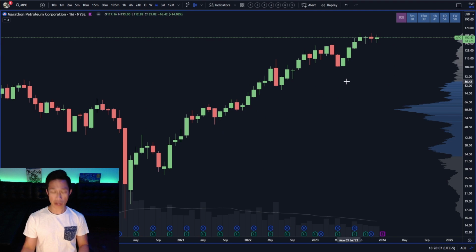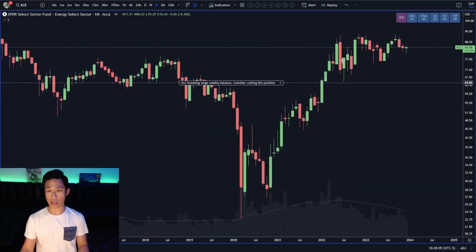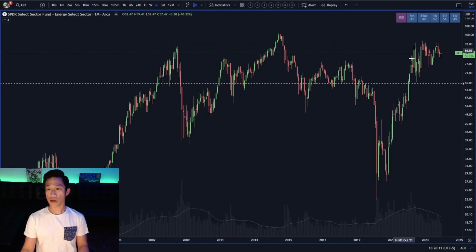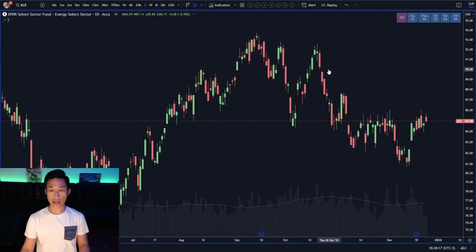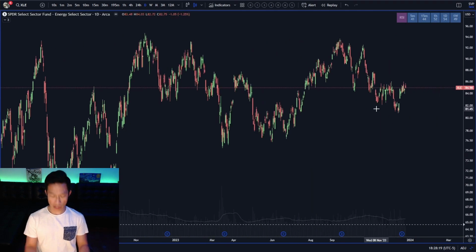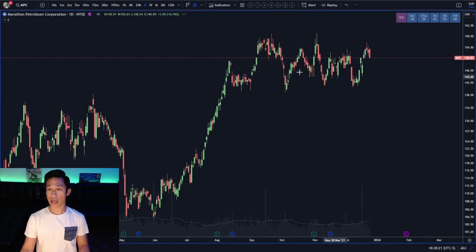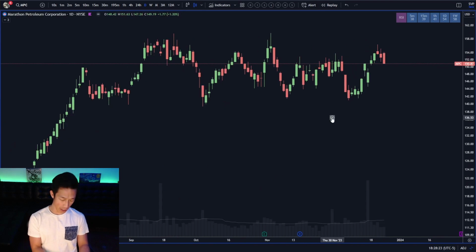Very healthy consolidation, especially when you look at what the actual overall sector looks like. It doesn't look quite as good. There's still a bunch of supply over XLE. Even if you zoom into the daily structure right now, it's not really near its highs, whereas MPC is just hanging out, very healthy consolidation near its highs.